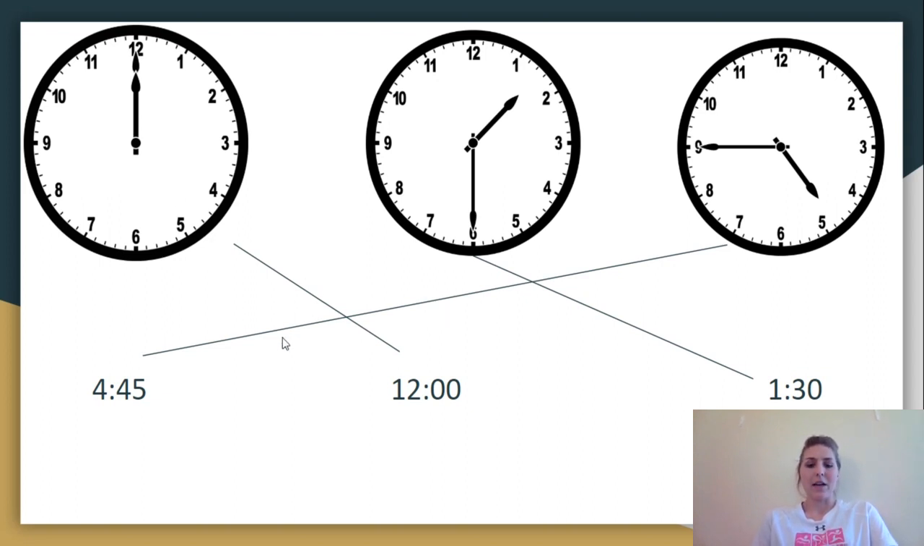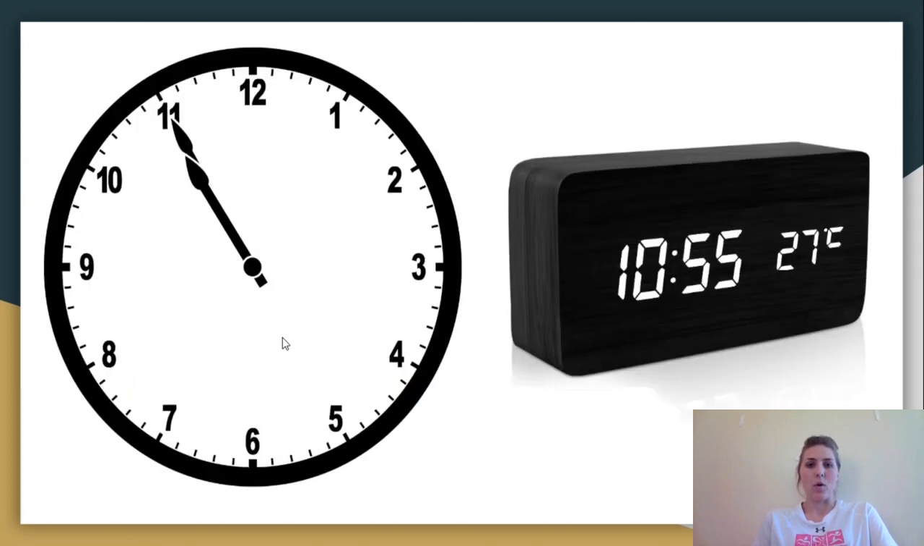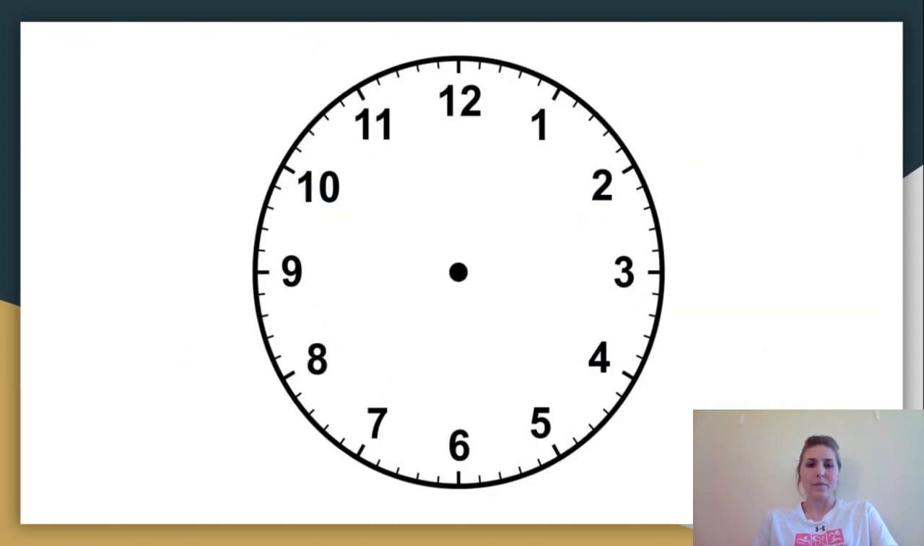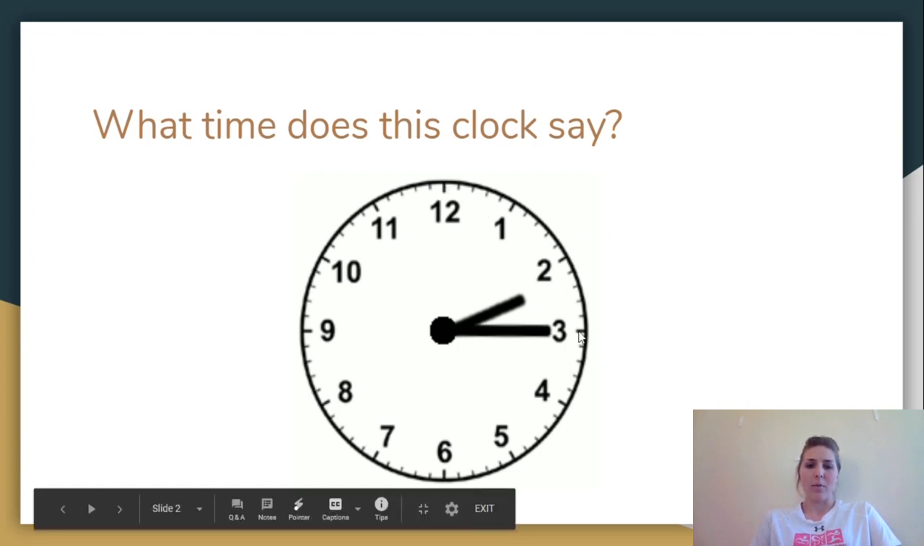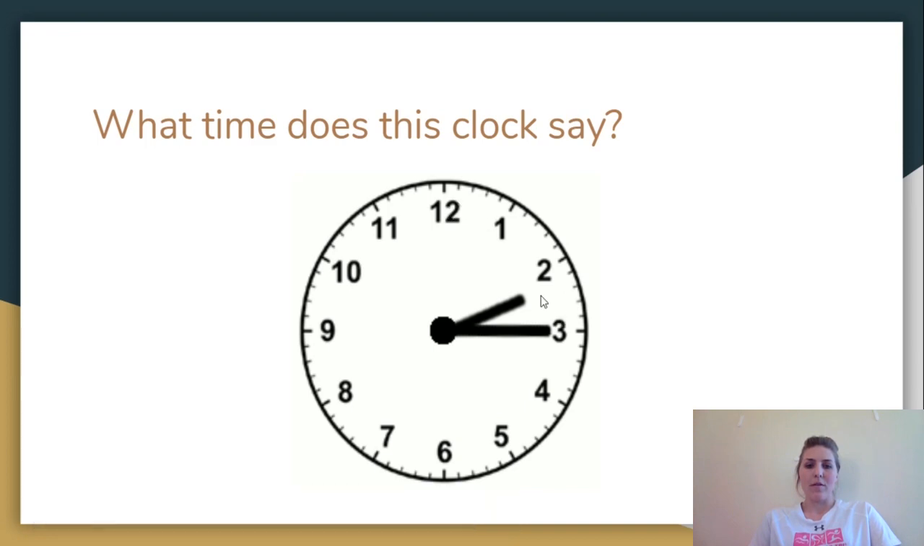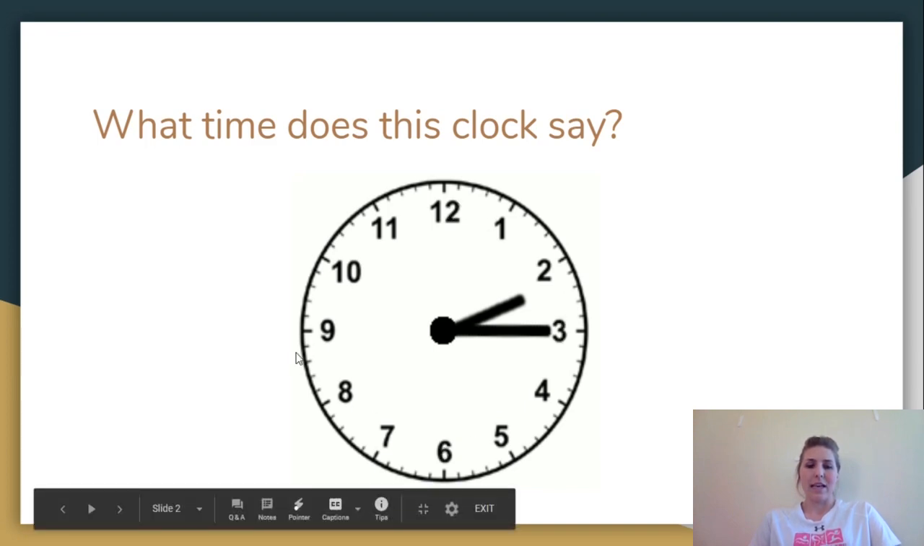Okay, so I'm going to take us back to a different clock. All right, if we look at this one again, we decided that this says 2:15. Another way we could say that is it is quarter past 2. So if we divided our clock up into 4 equal parts, we have the 12, the 3, the 6, and the 9. We'll jump further into this later.